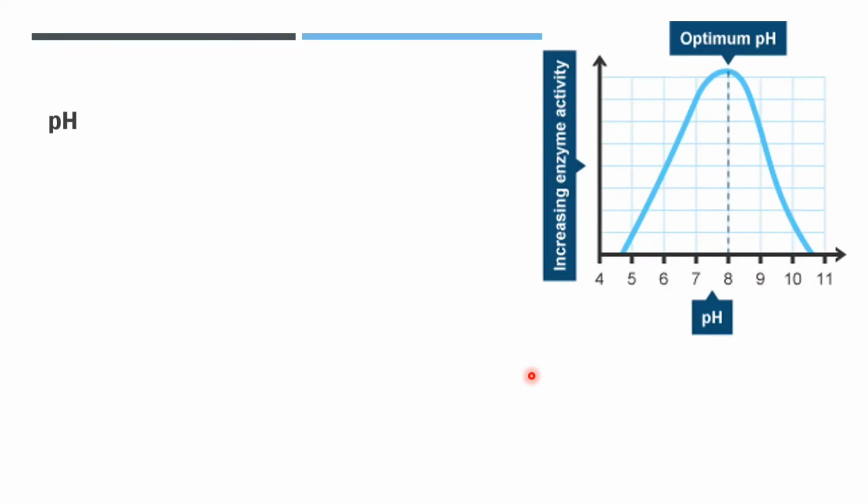Next, pH. pH affects the enzyme activity. pH is the measurement of the concentration of H+ ions. And the optimum pH, the pH in which the enzymes work best at, varies for each enzyme.